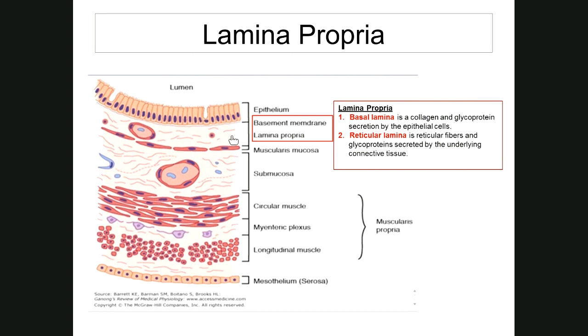Well, number two, the connective tissue down here, is called the reticular lamina. It is reticular fibers, a type of collagen, and glycoproteins secreted by the underlying connective tissue. So the connective tissue is also secreting a fiber called reticular fibers, which are thought to be immature collagen fibers, and a glycoprotein, a sticky protein, just like the epithelial cells did. And so it's like a glue zone between the epithelium on the surface and the underlying connective tissue. That's what the lamina propria basically is.